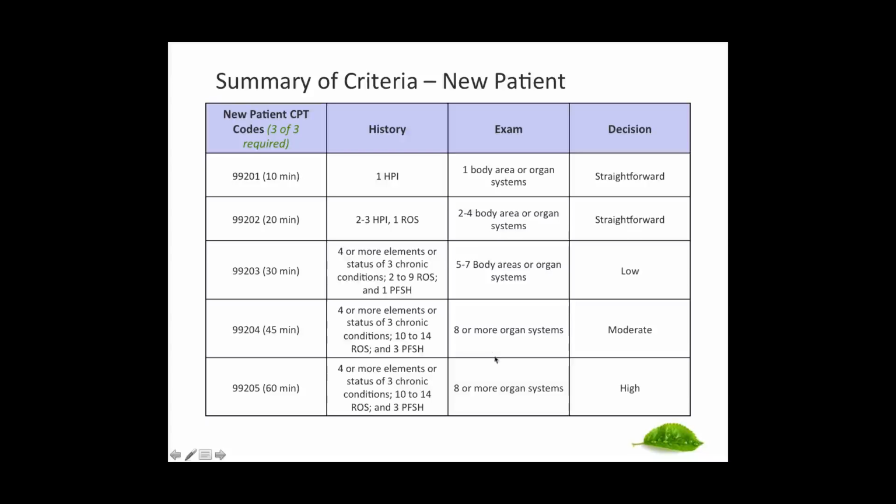You can see here, especially for levels 4 and 5, there's of course a time differential. But as far as history and examination are concerned, they're identical. The only thing that really changes here is whether you have a moderate or high complexity patient. So it's important to remember, for those, just distinguishing between those two levels.